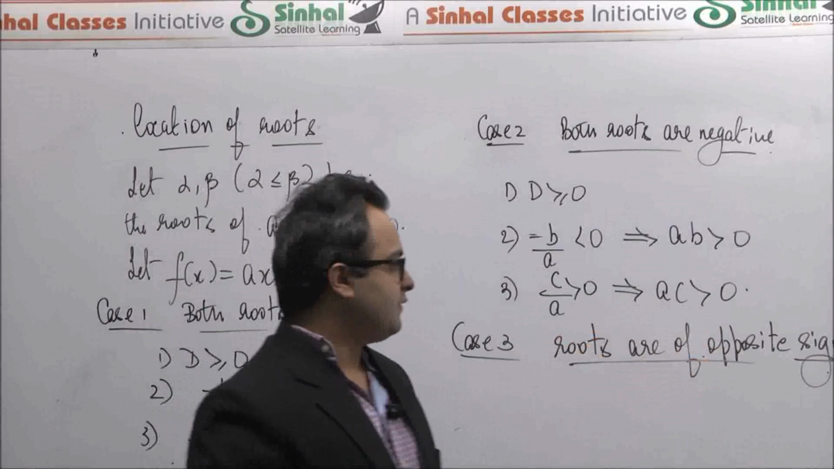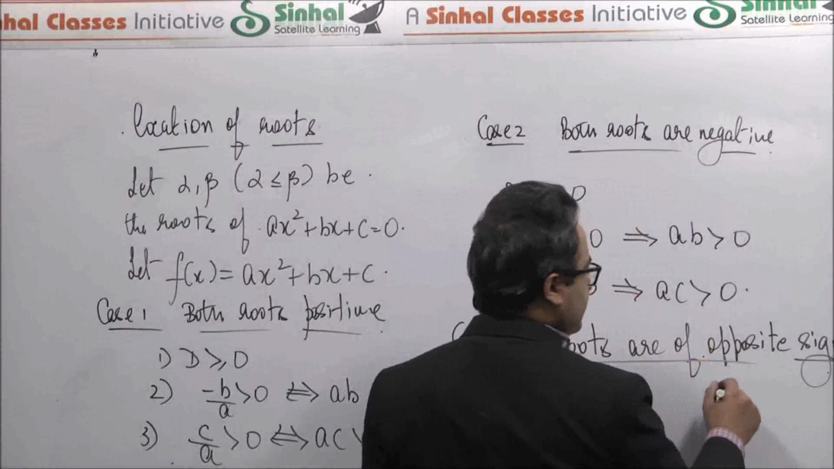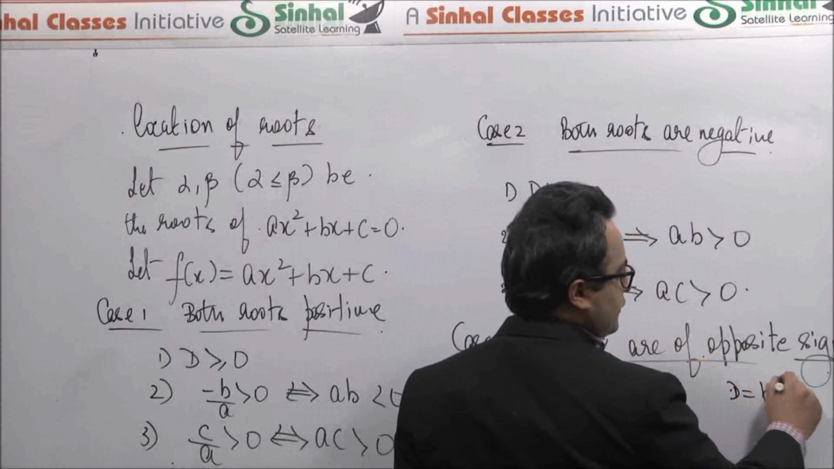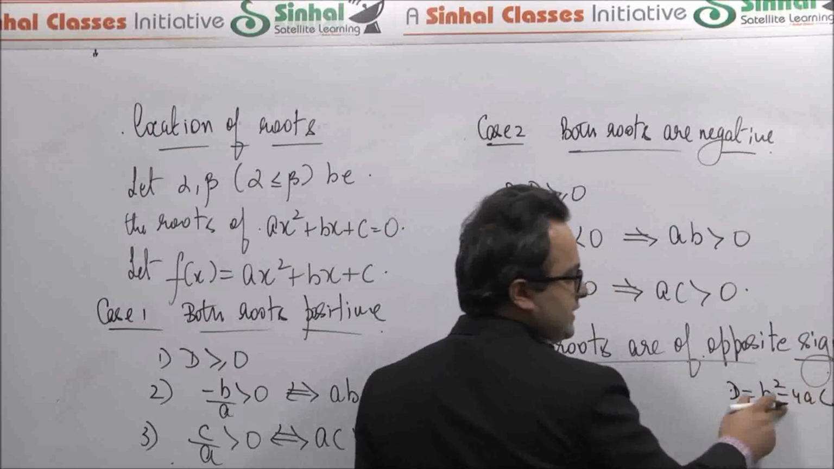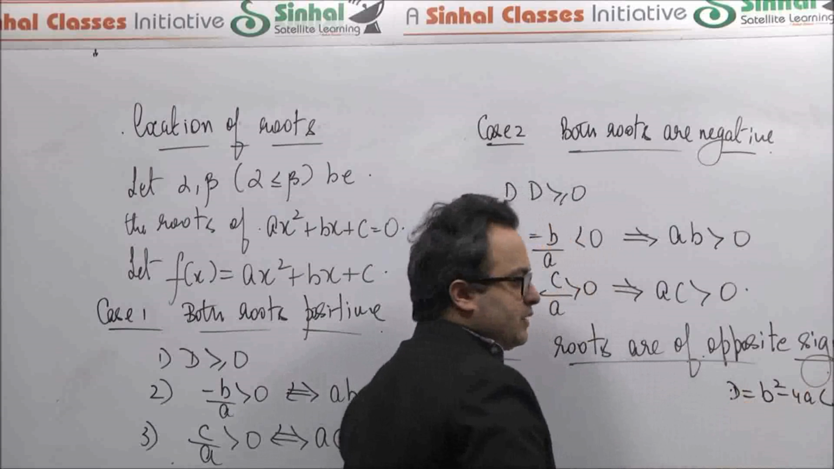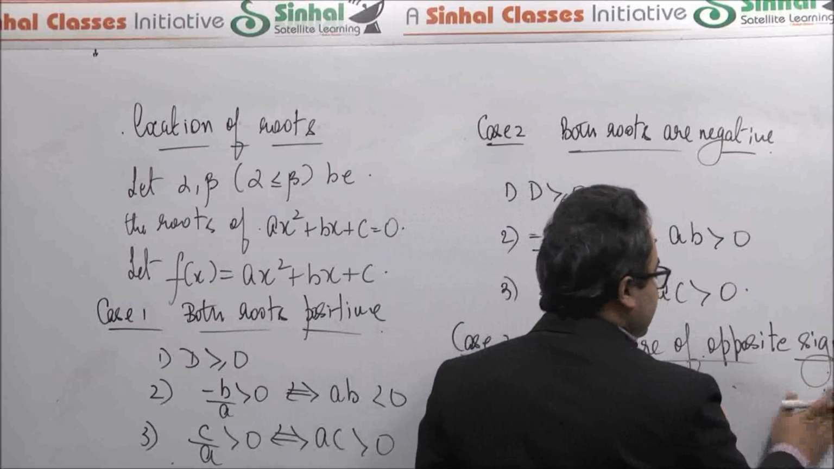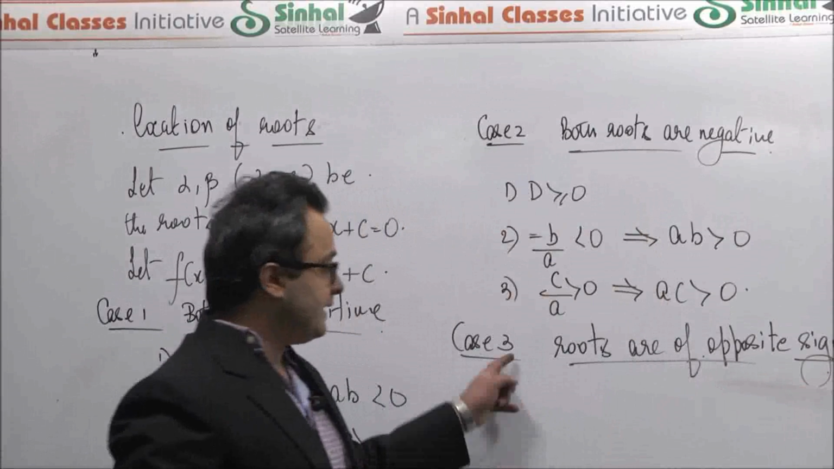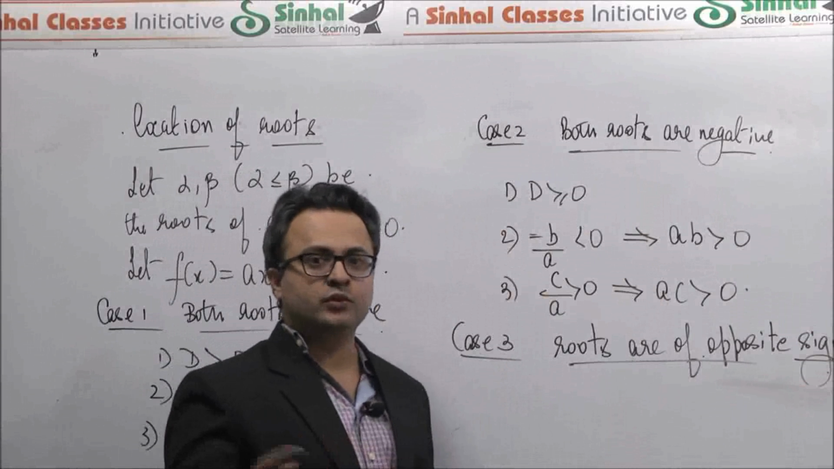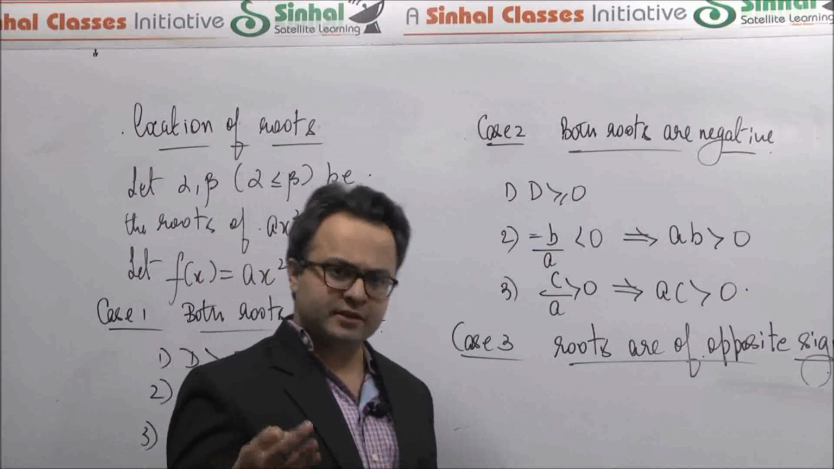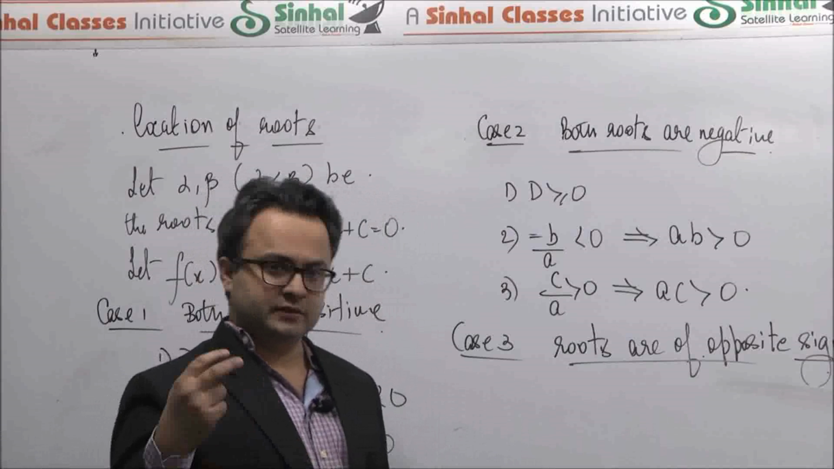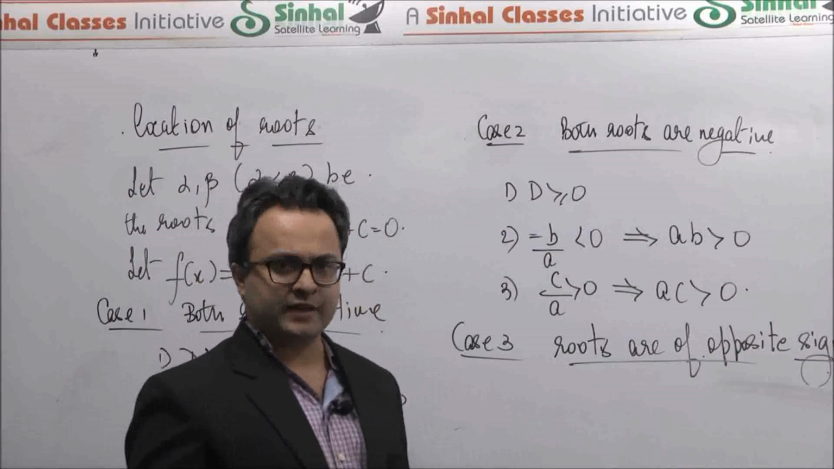But if you observe, once you say that a into c is negative, the discriminant, which was b squared minus 4ac, is automatically positive, right? So in the third case, although it might seem that there are two conditions, that the discriminant is positive and a into c should be negative, that is actually true.